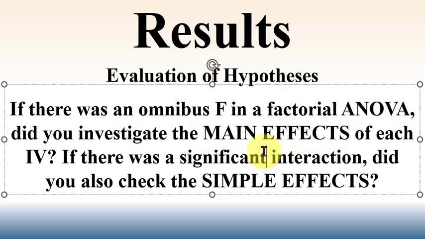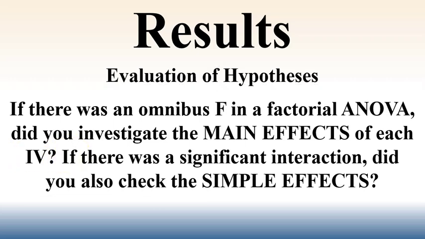All that means is, was there a significant difference in whatever the DV was between your first grouping variable? And then again, was there a significant difference in whatever the DV was between the levels of your second variable, etc., etc. That's what main effects is. Now, if there was a significant interaction, then you're supposed to look at the simple effects. So simple effects goes into a lot of detail, but we have videos on that. So if you need to check on that, go ahead and check out the Hawk online stats resources.